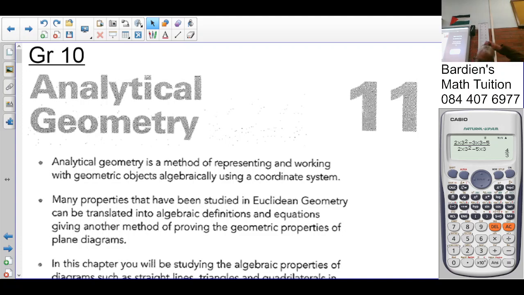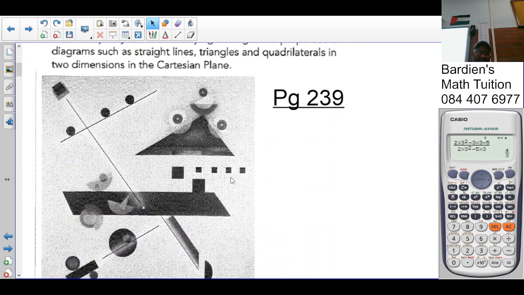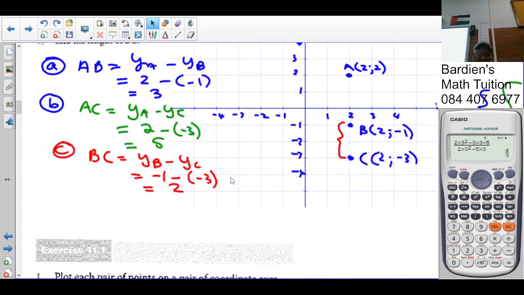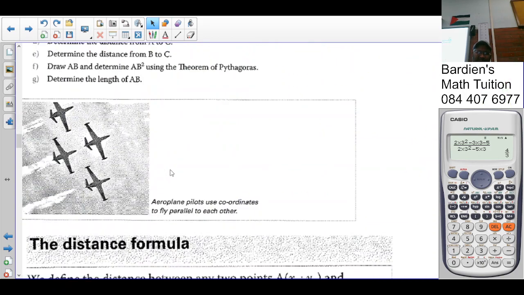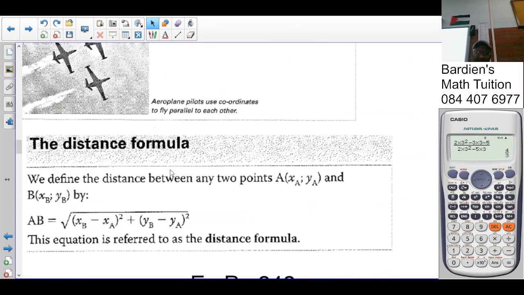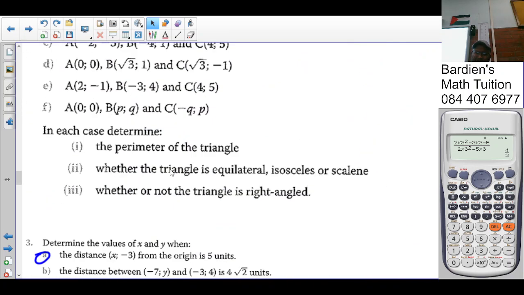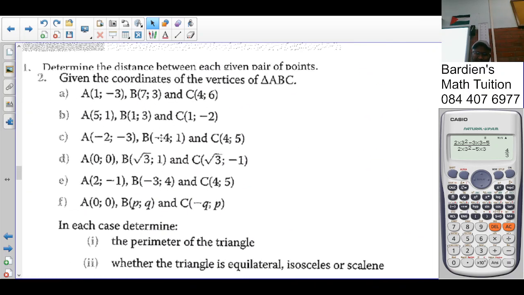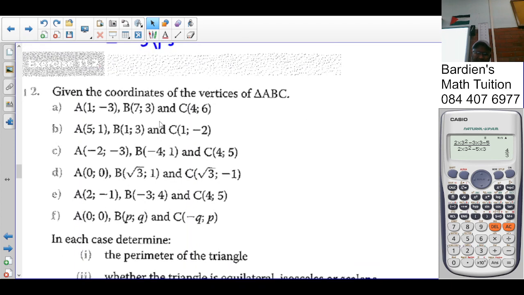Okay, good morning class. So at this point we're looking at analytical geometry. Yesterday we marked our cycle test and the class test you have written. So your homework was exercise 11.1, 2 and 3. Okay, any problems with 11.2?